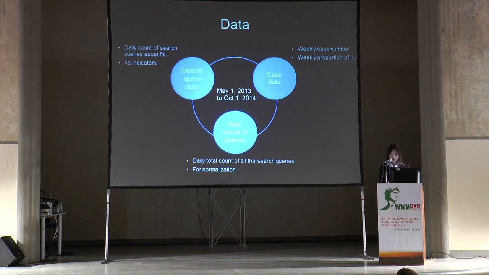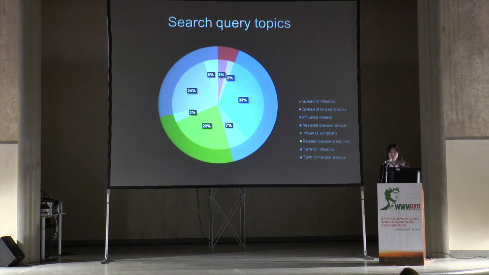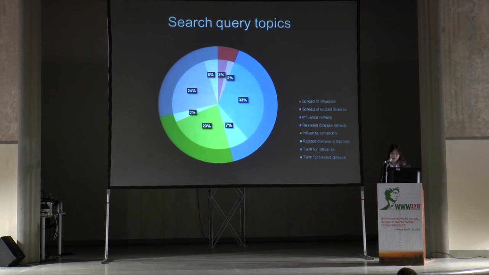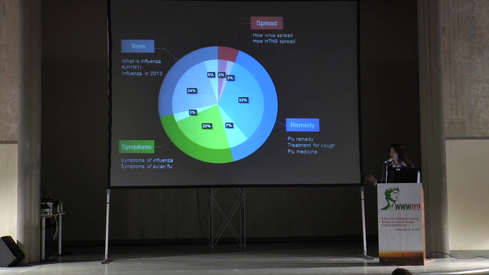Since the initial search queries are complicated, the queries related to influenza were selected according to their semantic relativity and search relativity with the keywords related to influenza we mentioned before. After the primary selection, we got 2073 queries related to influenza. All these queries are about the remedy, the spread, the terms and the symptoms of influenza. And we can see that Chinese people are more concerned about the treatments and the symptoms of influenza.